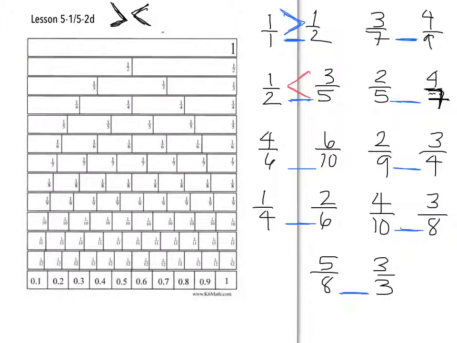Okay. For those of you who had problems with this, a good way is to use your ruler. Just put your ruler on the first line, and then figure out where the second one is going to be.